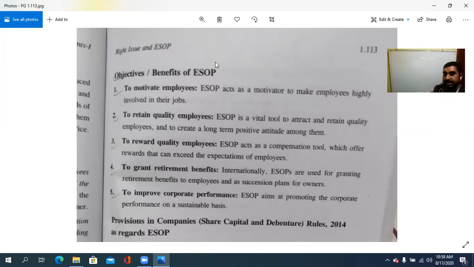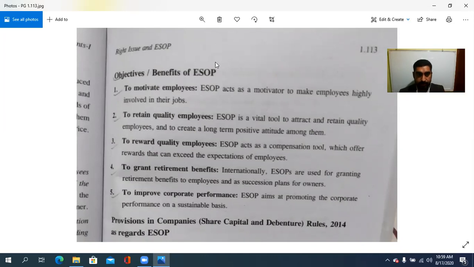To retain the quality employees. A tool to attract and retain the quality employees is to create a long-term positive attitude among them with regard to the company. So to retain quality employees, to reward the quality employees, with reward, bonus or incentive. To grant retirement benefits, to improve corporate performances. So these are the things.